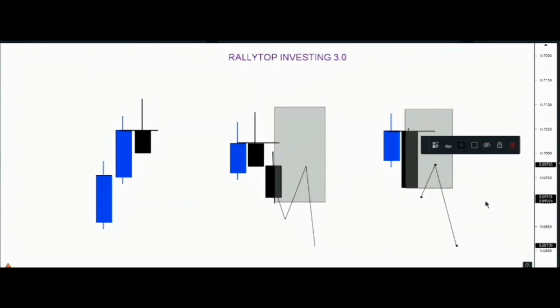So if you have any questions, you can leave it in the comments. I will attend to your question if you don't understand. Okay? Now, let's get to the live chart and see how we can apply this to a live chart.